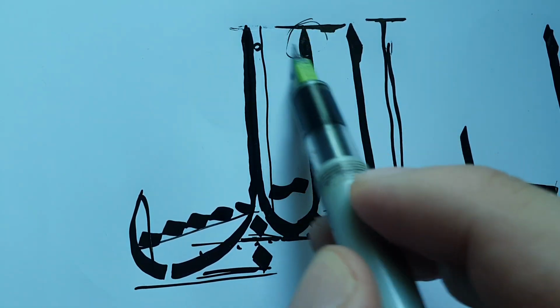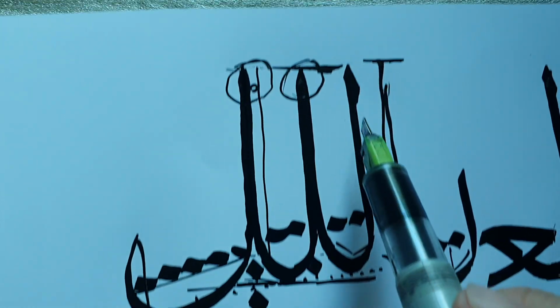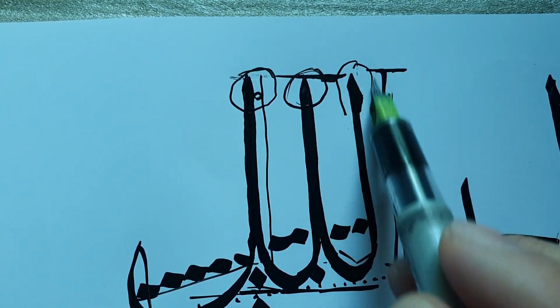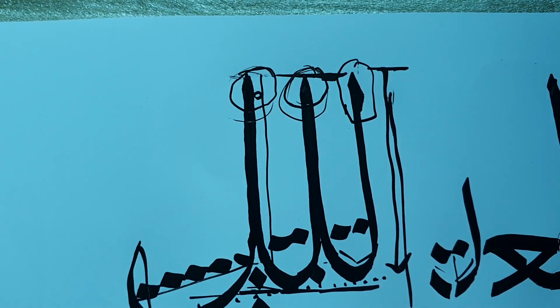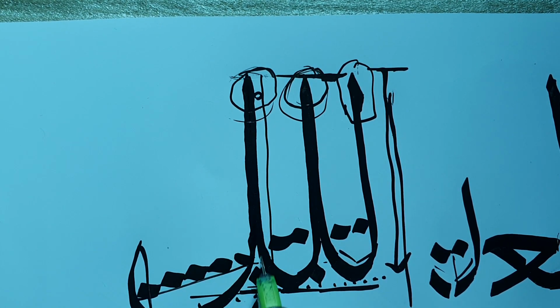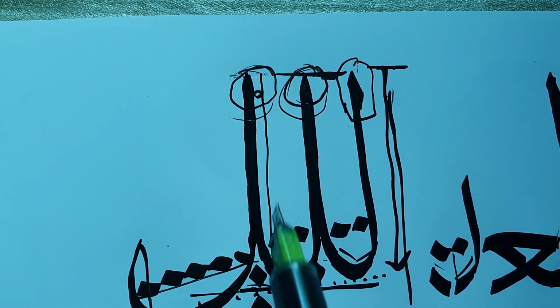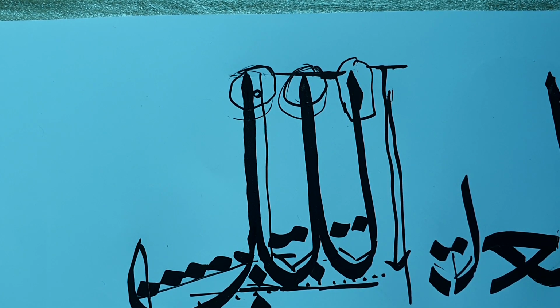So the top part of the lam changes once it's not at the beginning of a word. Inside it will be a normal shape, like an alif combined with a lam. At the end, as we saw here, it's the same idea, but you would extrude it from here. In the middle, again, you have the drop down, then going upward.